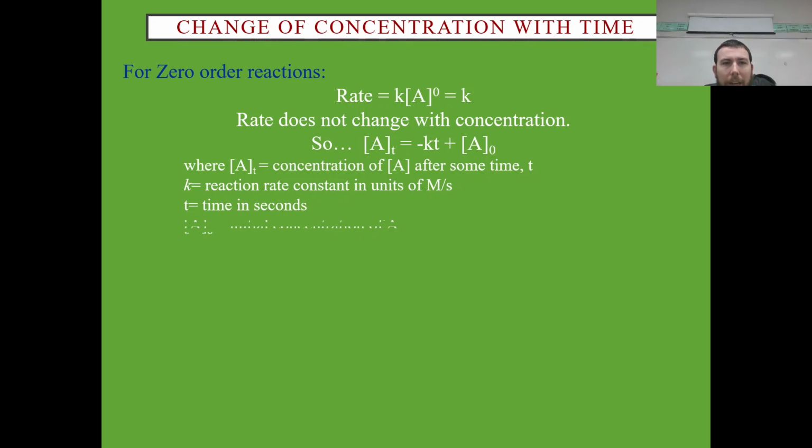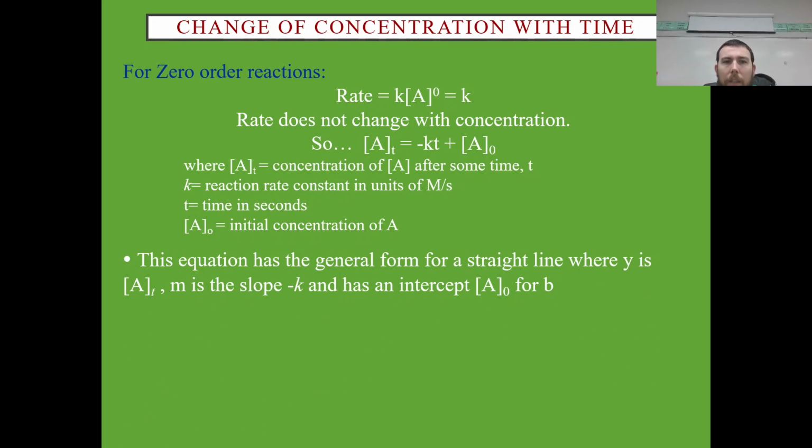Time in seconds, and A naught is our initial concentration. Again, this equation also follows our slope-intercept form. Y is going to be represented by A t. Negative kt is mx, and the y-intercept b is going to be represented by the initial concentration A naught.